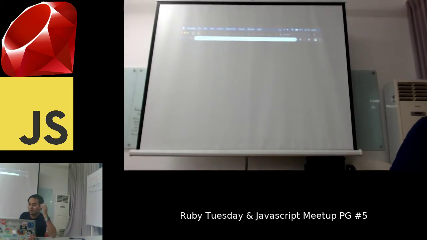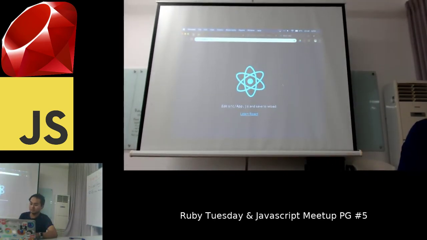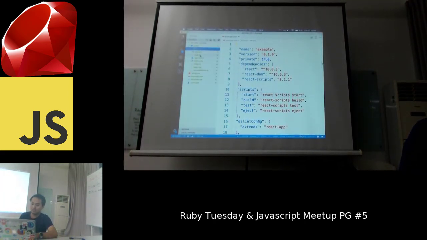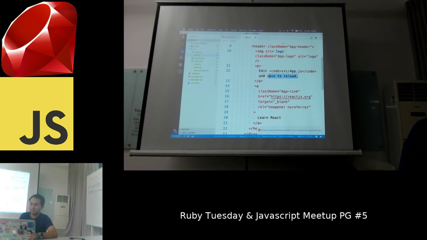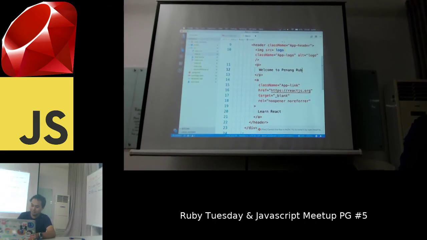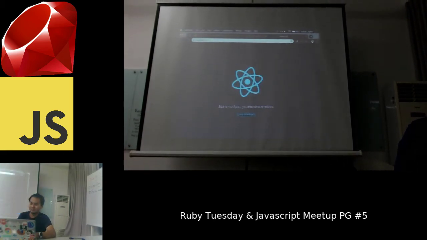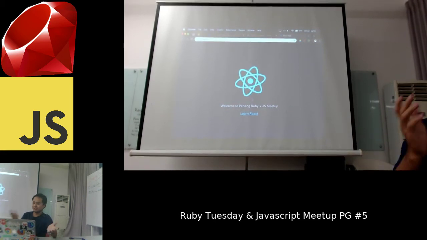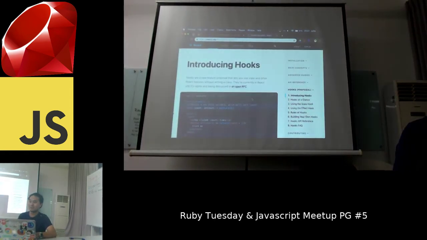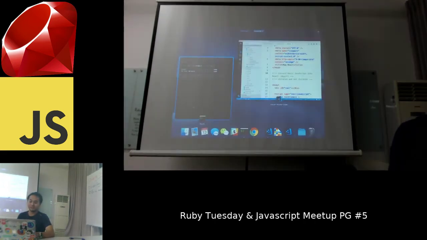It will just open up the apps. This React app will tell you that you can go into app.js and change something like this, like welcome to Penang Ruby plus JS meetup. Then you just change it. So that's the starting point. If you start with create-react-app, it's a very easy way to get started. But now I'm going to the more fundamental side of React, where you don't really need something like this.